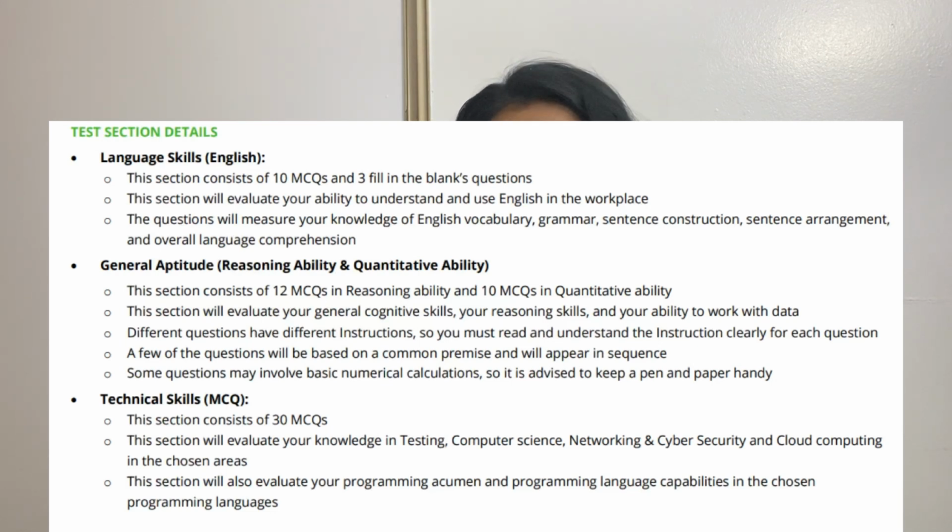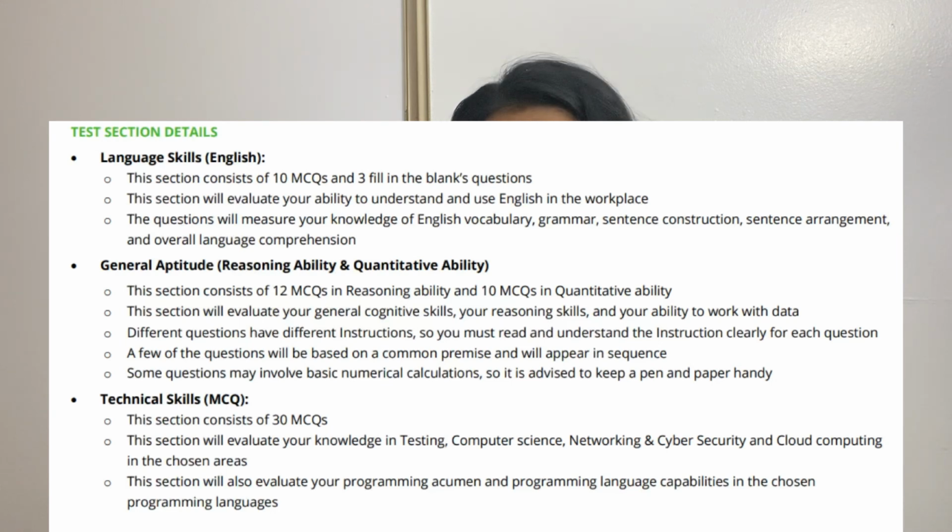A few questions will be based on a common premise and will appear in sequence. Some questions will involve basic numerical calculations, so it is always advised to keep a pen and paper. No calculators, only pen and paper. I think that is a general practice now with all the exams. So that is the second section, general aptitude.